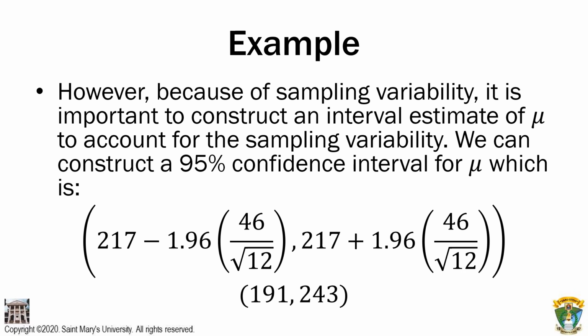Now we can construct a 95% confidence interval for the population mean, which is 217 minus 1.96 times 46 all over the square root of 12, and then 217 plus 1.96 times 46 all over the square root of 12. Or that is 191 to 243.